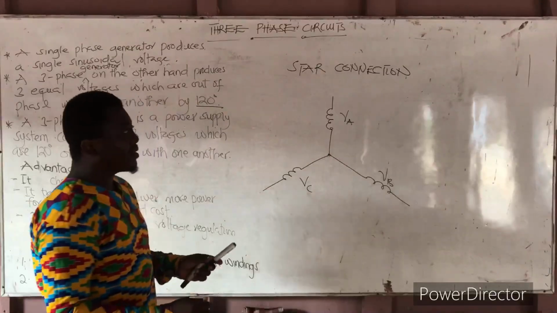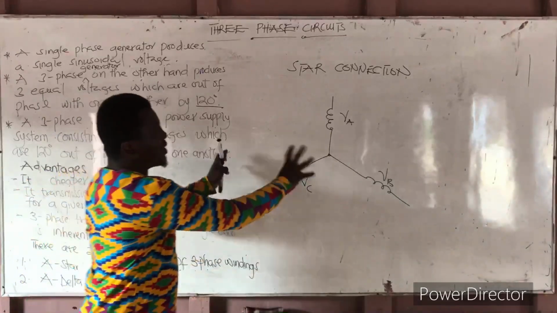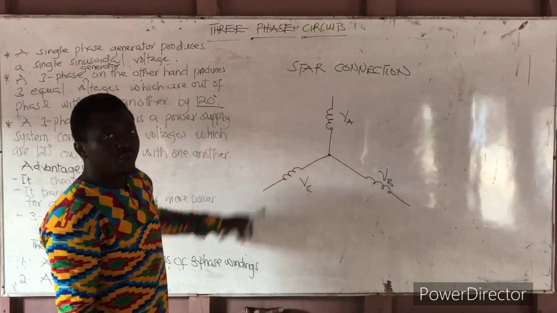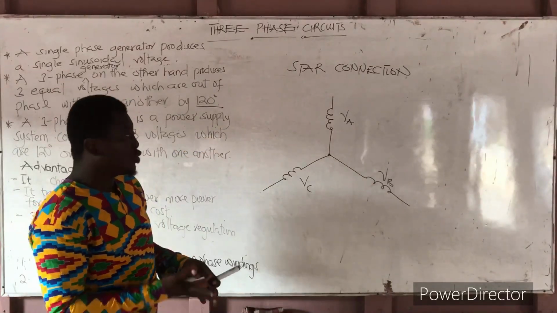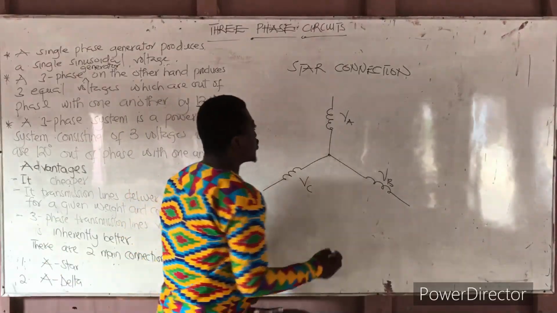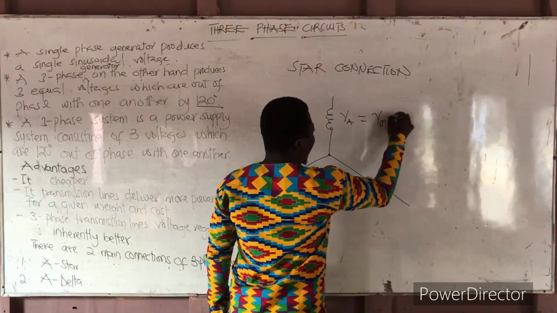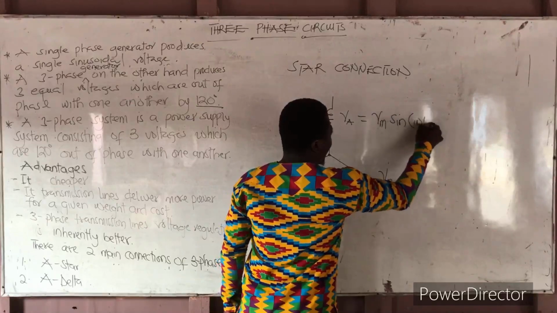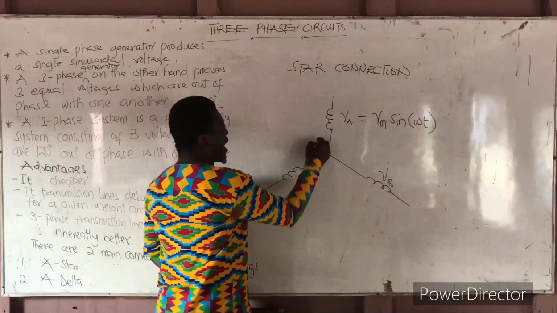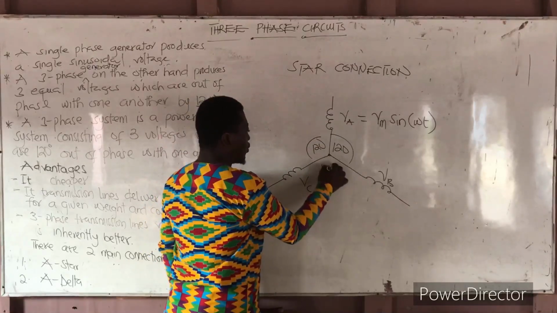And in the star connection, there are some things that you must take note of. Always when you are drawing this phasor diagram to represent three phase, you choose a reference. You can choose the x-axis as your reference or the positive y as your reference. So choosing this as my reference, I would say that this is Vm sine omega t. So if this is my Vm sine omega t, I know the angle between this and this is 120, 120, 120.